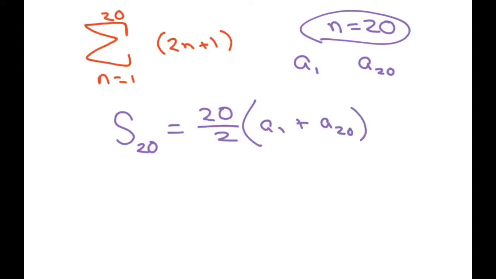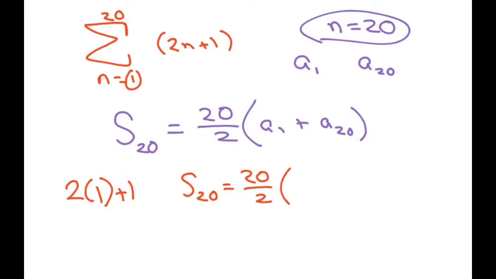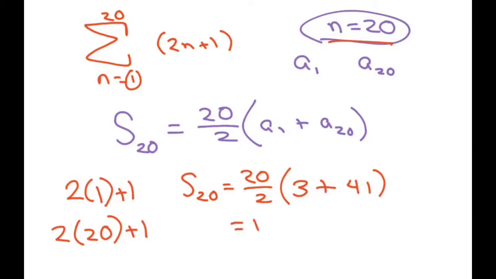Now, all you do to find the terms is plug it in. So we're going to plug in 1. You get 2 times 1 plus 1. So let me write this out again. My first term is going to be 3. Then plug in 20. So 2 times 20 plus 1 is 41. And my number of terms was 20. So this equals 10 times 44, which equals 440.